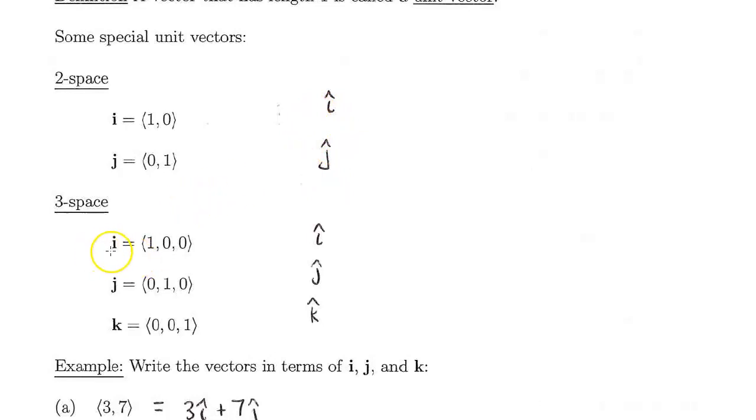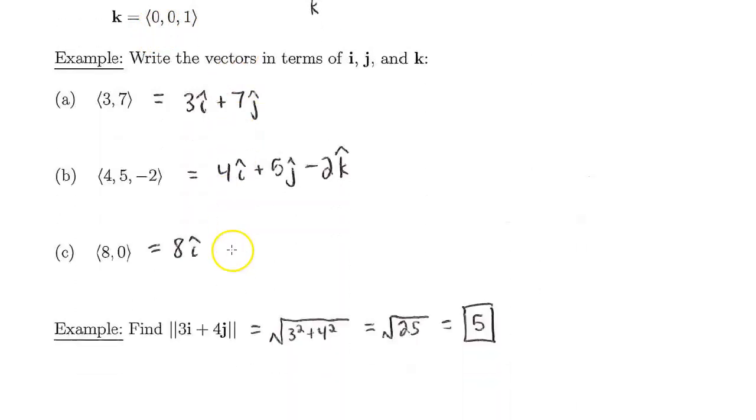Now in 3 space we have not only i and j, but we also have k. But in this case, i is not just 1, 0, it's 1, 0, 0. And j is 0, 1, 0, and k is 0, 0, 1. Okay, so let's write these vectors in terms of i, j, and k. So it's important for you to be able to switch back and forth between these different notations.